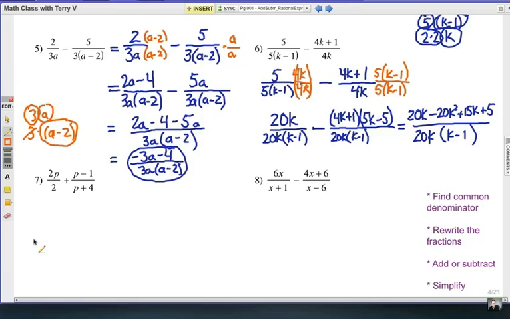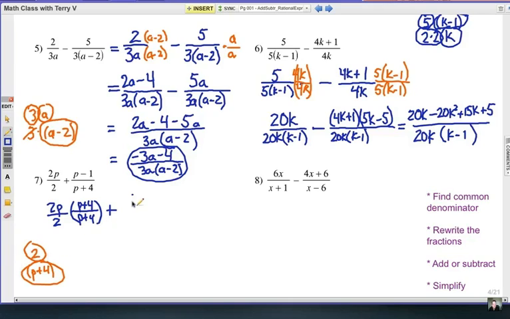Looks like we have a simpler problem here. We have a factor of 2 and we have a p plus 4. And my common denominator, of course, is going to be both of those two factors multiplied together. So in the first fraction, I'm going to have 2p over 2, and I'm going to multiply those by the p plus 4 on the bottom. That's the missing part of my common denominator.